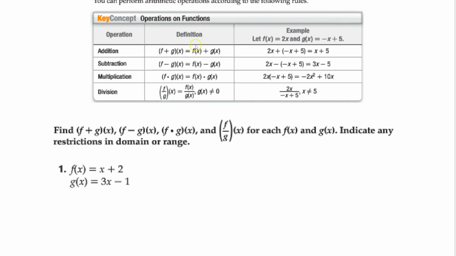So you can add two functions, right? If they want you to add a function, they'll give you this symbol, f plus g of x. This means add f and add g. And they show the example right here, f of x equals this, g of x equals that. If they want you to add them, just add them up.